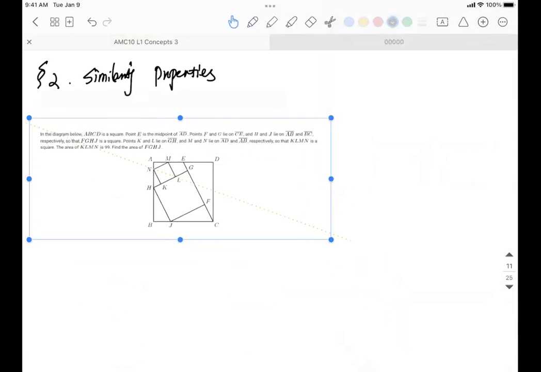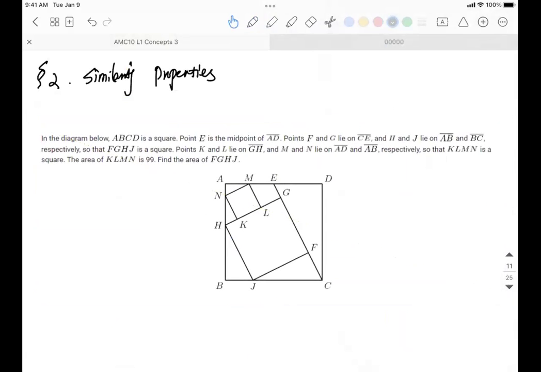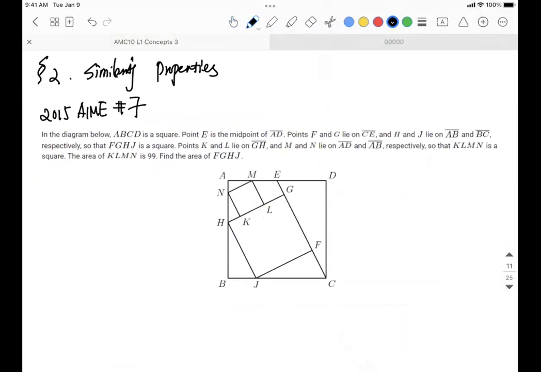This is a problem that comes from 2015 AIME question number 7. AIME question number 7 is roughly like the last 5 problems of AMC10. So let's have a look at it. How are we going to do this? In the diagram below, ABCD is a square.